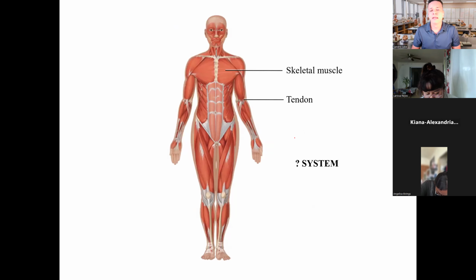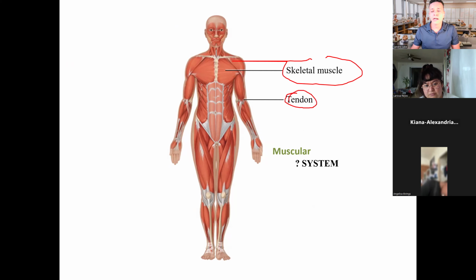Next, we have the muscular system, and the muscular system includes the skeletal muscle and the tendons. What are tendons? Tendons are connective tissue that attach skeletal muscle to bone. That is different from a ligament. Ligaments attach bone to bone at a joint. Tendons attach muscle to bone. Okay? Now, the muscular system includes only one type of muscle, the skeletal muscle.